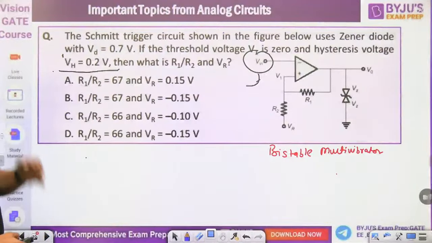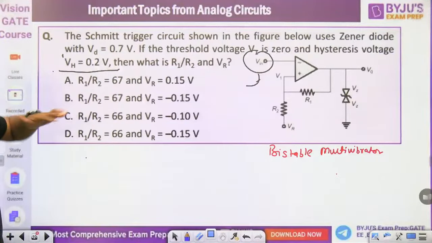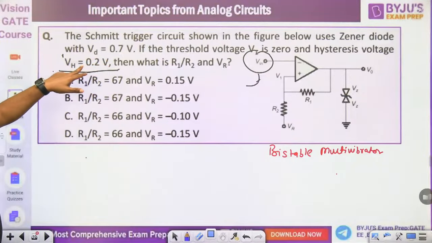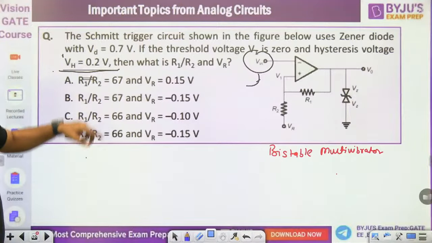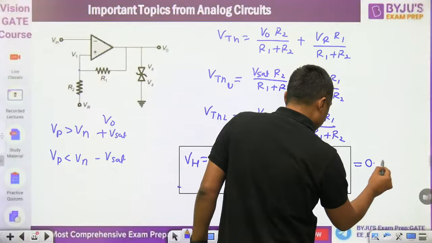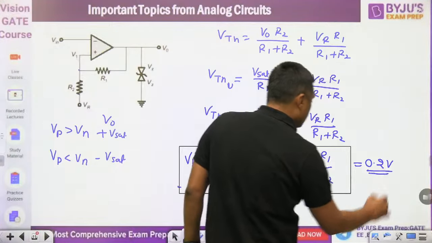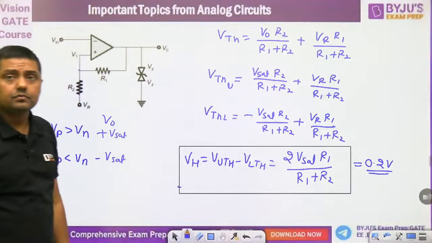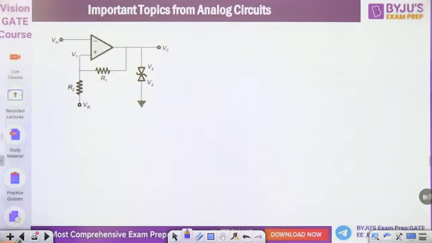So, what is the hysteresis voltage? It is given: the hysteresis voltage Vh is 0.2 volt, guys. Now, if you have the hysteresis voltage of 0.2 volt, then you can equate it. Second thing, I'm just giving you a hint. Second important thing.